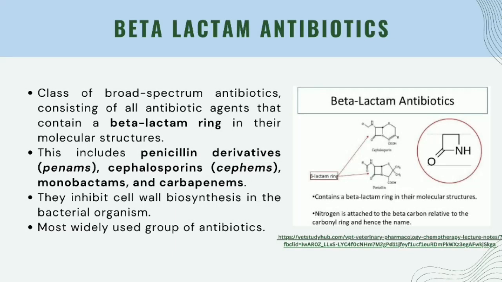Next is beta-lactam antibiotics. Beta-lactam antibiotics are a class of broad-spectrum antibiotics consisting of all antibiotic agents that contain a beta-lactam ring in their molecular structure. This includes penicillin derivatives, cephalosporins, monobactams, and carbapenems. Most beta-lactam antibiotics work by inhibiting cell wall biosynthesis in the bacterial organism and are the most widely used group of antibiotics.